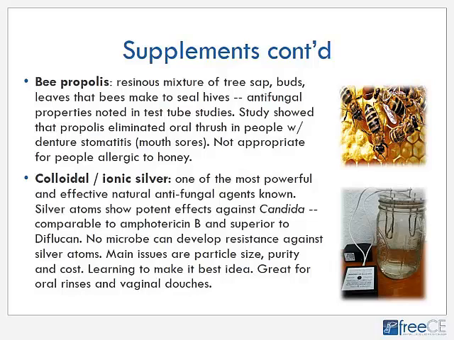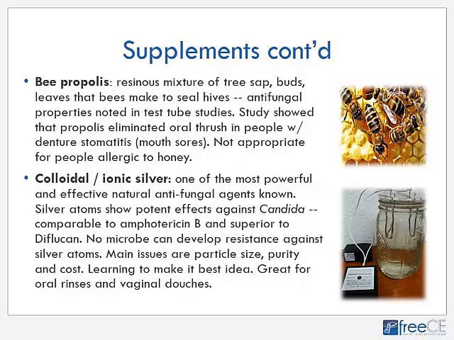Colloidal or ionic, or sometimes called atomic silver, is one of the most powerful and effective natural antimicrobials, antibiotics, and antifungal agents known, believe it or not. These silver ions or atoms show potent effects against Candida, comparable to amphotericin B and even superior to Diflucan. No microbe can develop resistance against silver ions or atoms in solution.